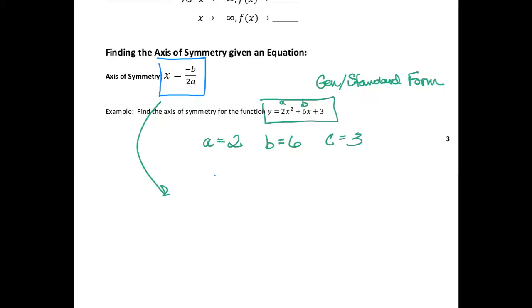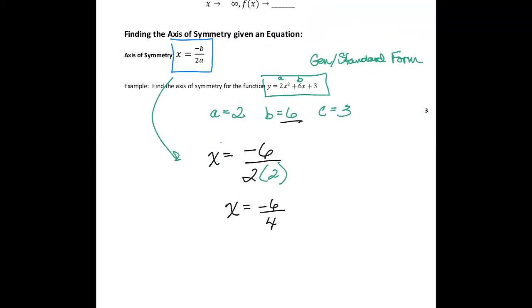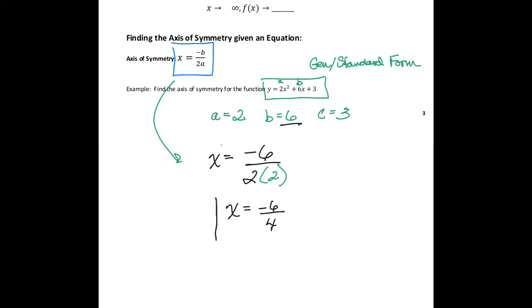Now, I use this formula to find what my axis of symmetry is. So x equals the opposite of b. Well, if b is 6, the opposite of b is going to be negative 6, divided by 2 times my a value of 2. So as I simplify this, I get x equals -6 divided by 4. That is your axis of symmetry.